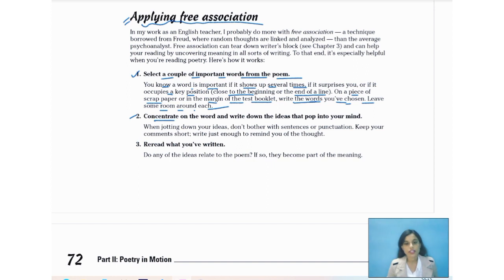Secondly, concentrate on the word and write down the ideas that pop into your mind. When jotting down your ideas, don't bother with sentences or punctuation. Keep your comments short, just write enough to remind you of the thought. The third thing you should do is reread what you have written. If you get some ideas when you read it the first time, you will definitely get some more ideas if you read it a second time. Again, if you read it a third time, you will get much more. So, rereading should be a part of finding the deeper meanings.